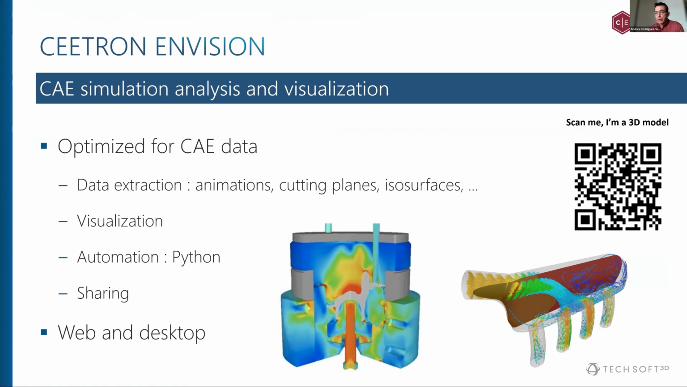CEETRON ENVISION is a component fine-tuned for CAE data processing. It's really focused on meshes and results. It also provides visualization, of course. It comes packed with efficient tools to seamlessly extract data from the large data sets, which enable a better understanding. Here I'm talking about cutting planes, animations, ISO surfaces, ISO volume spots, all these investigation tools that are required to make sense of CAE data.